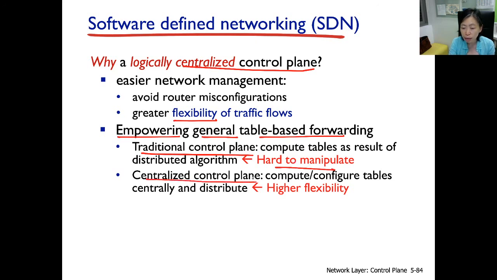With a centralized control plane here, we could calculate the routes based on an algorithm, and then tweak specific routes manually and add those into the table before distributing the table to the routers. There you see a much higher flexibility.